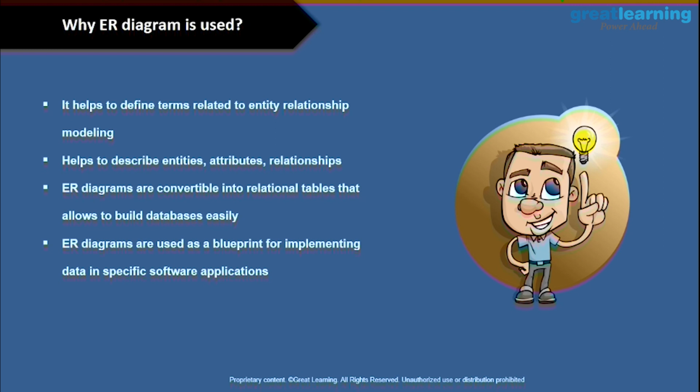So if you know how to make an ER diagram, if you know how to make a relationship between your entities or attributes, then making your database is very easy with an ER diagram. ER diagrams are used as a blueprint for implementing data in specific software applications. So basically we can say ER diagrams are the blueprint of your database, right?